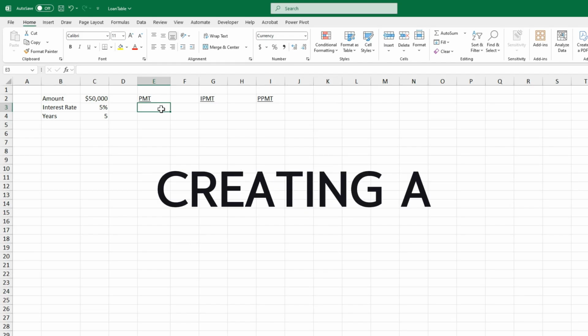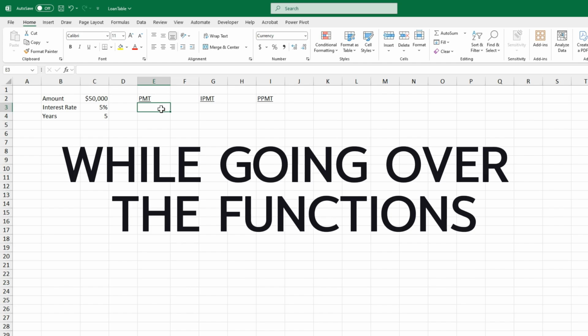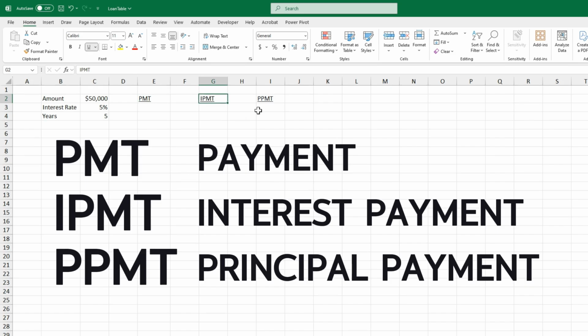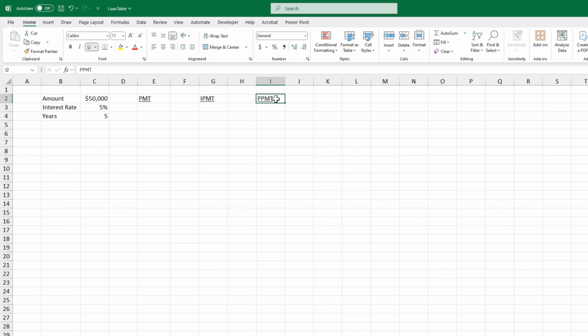Today we will be creating a loan tracker while going over the functions PMT, IPMT, and PPMT, standing for payment, interest payment, and principal payment. We're going to get right into it, starting off with these three functions, and then we are going to be making the loan tracker after, because knowing these three functions is really going to help you understand how the loan tracker works, especially the amortization table.